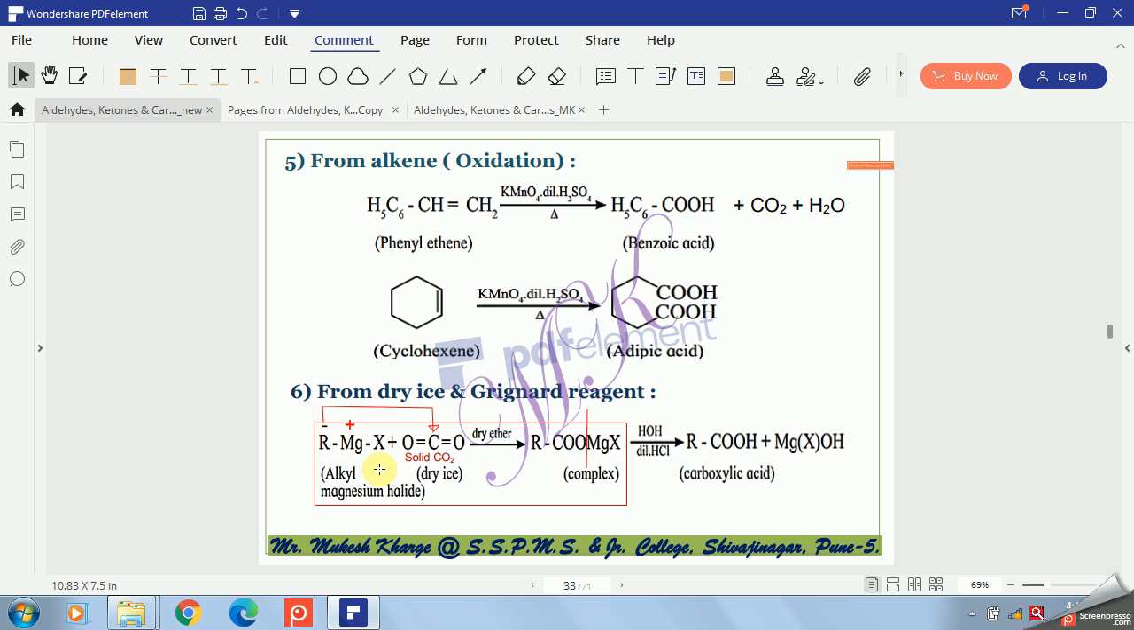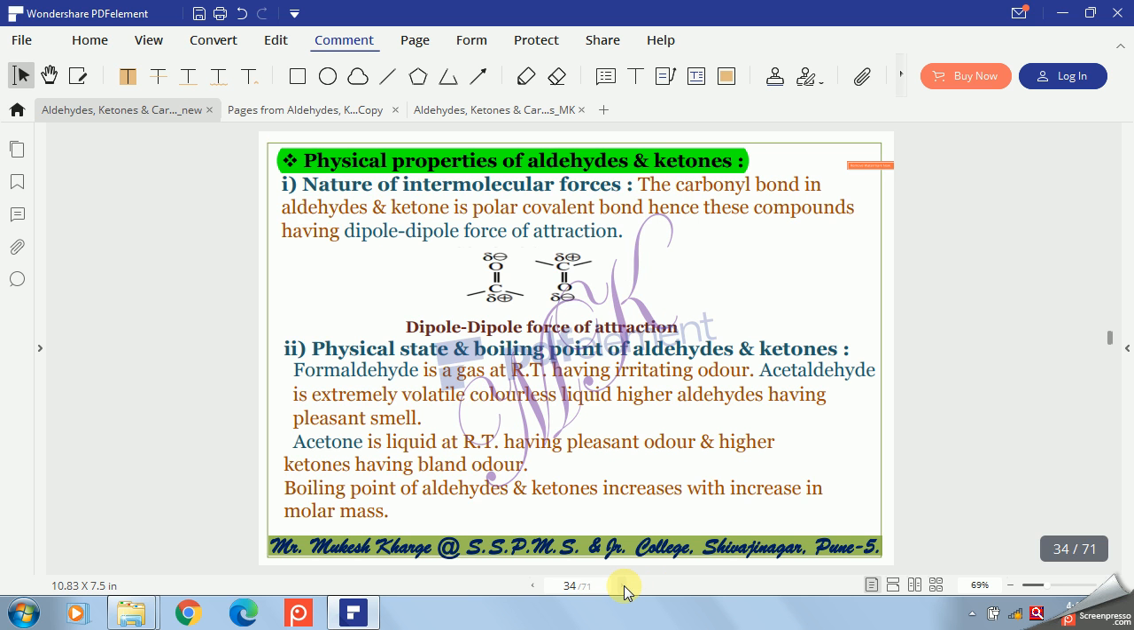So how many carbon carboxylic acid you have to make, according to that you have to select the alkyl group and it is added to carbon dioxide. So this is about the reaction from dry ice, solid carbon dioxide, and Grignard reagent.